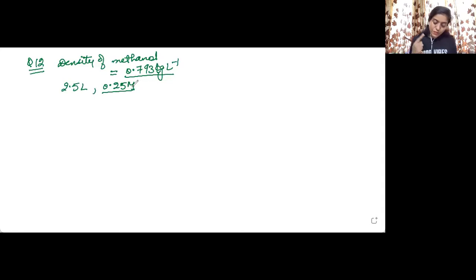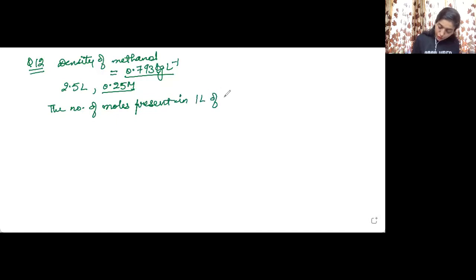Okay, so if we have been given the molarity, this means we have been given the concentration in mole per liter. Now, if the molarity is 0.25 molar, this means 0.25 moles of methanol are present in 1 liter. So the number of moles present in 1 liter of solution is equal to number of moles of methanol. You can write here methanol in 1 liter of solution is equal to 0.25 mole.